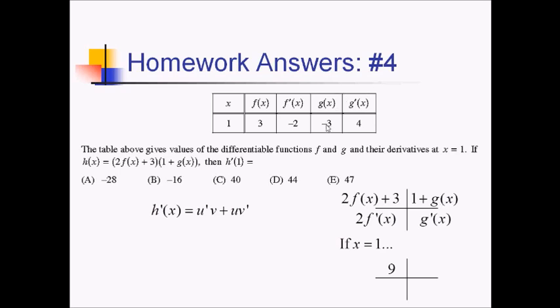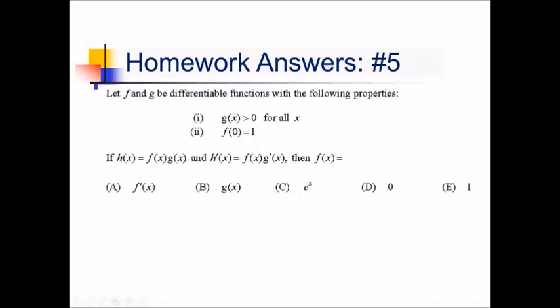g of 1 is negative 3. 1 plus that gives us negative 2. Now we have 2 times f prime of 1, so that's 2 times negative 2, which is negative 4. And g prime of 1 is just 4. We don't have to do anything else special with that. So doing my ribbon now, I've got negative 4 times negative 2, and going the other way, plus 9 times 4. That's going to be 8 plus 36, which is 44. Choice D.